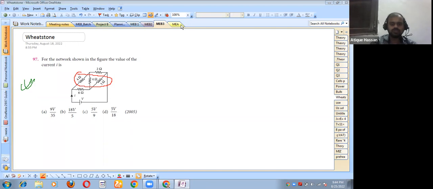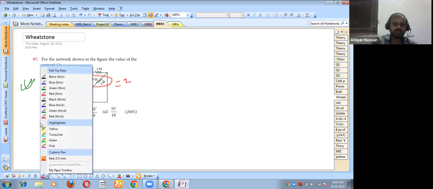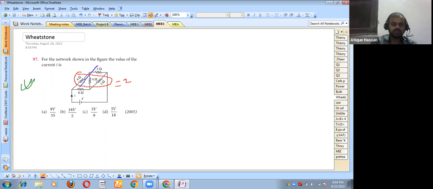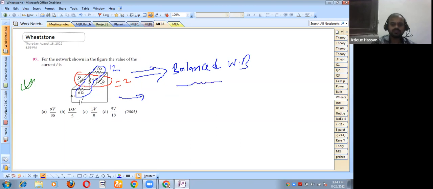So Kulsum got D. To see, it is 12, and again you have to see the opposite resistors. These two resistors. This is also 12, right? So it is a balanced Wheatstone bridge. For that we can remove the 4 ohm resistor. So the equivalent circuit will be like this.